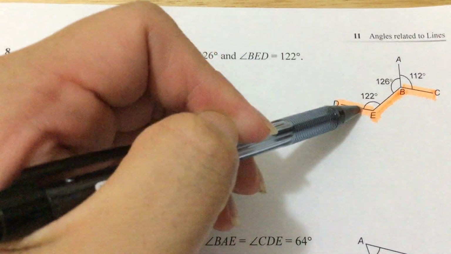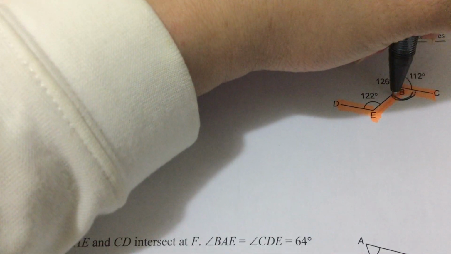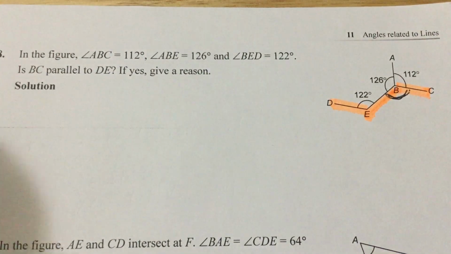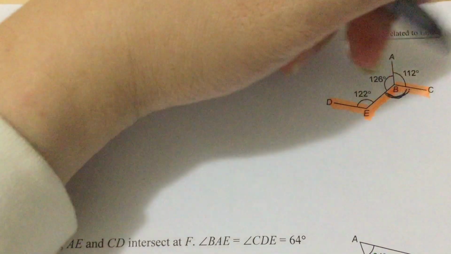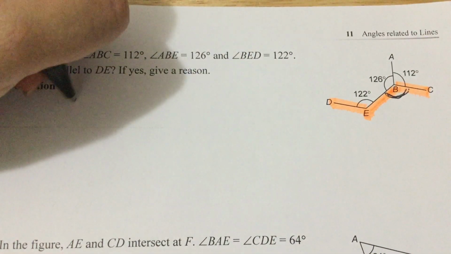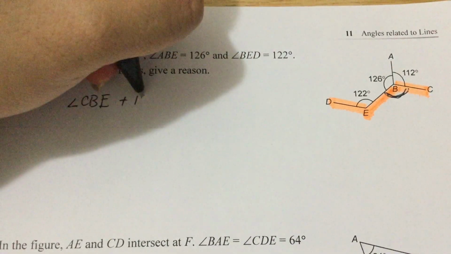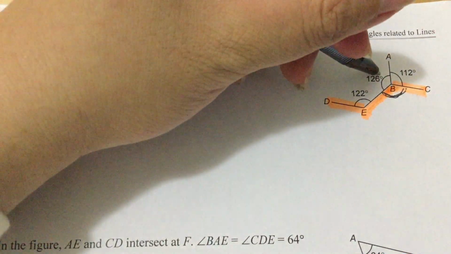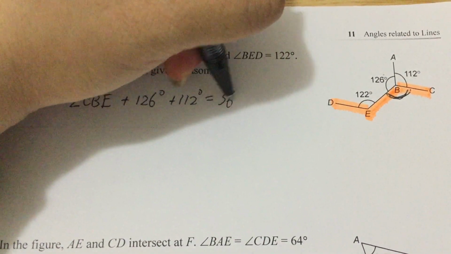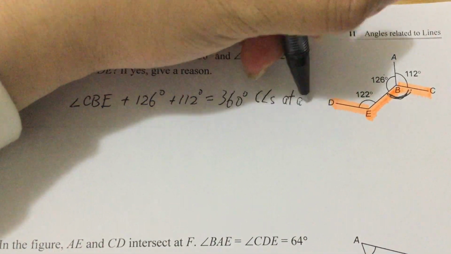So for Z, you must find the angle between the Z. We have one angle that is 122. If we know that this one is 122 again, then we can solve it with alternate angles equal. So let's try to do this. We know that these three angles added together must be 360 degrees. So we do it first. Angle CBE plus 126 degrees plus 112 degrees will equal 360 degrees. The reason is angles at a point.